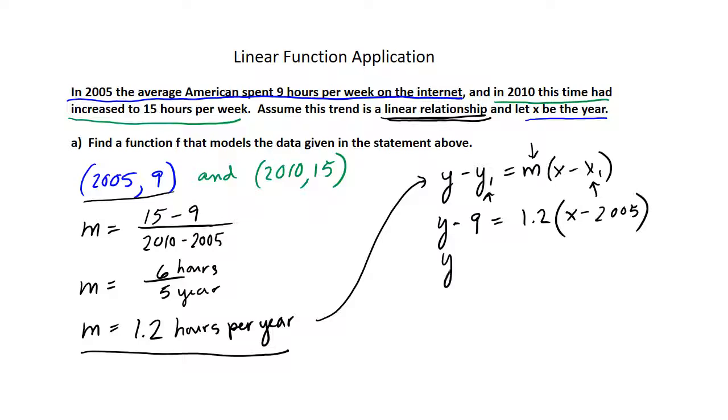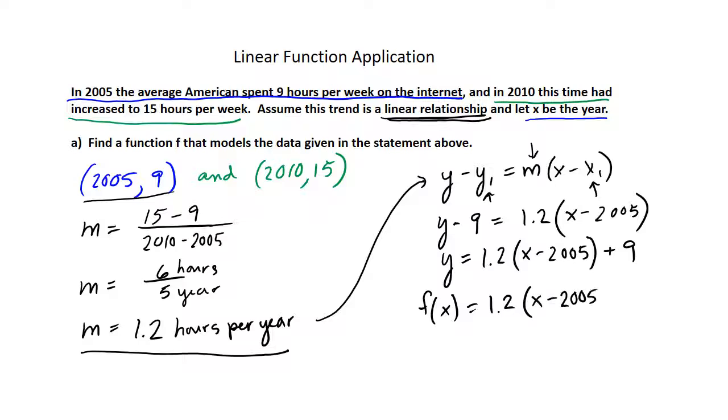To have this in function form, we want y isolated, so we're going to add the 9 to the back of this expression on the left. And this would actually be considered a function for this relationship. F of x equals 1.2 times x minus 2005, and then plus 9. Another alternate way of showing this equation is to distribute the 1.2 and add the 9 in by collecting like terms.